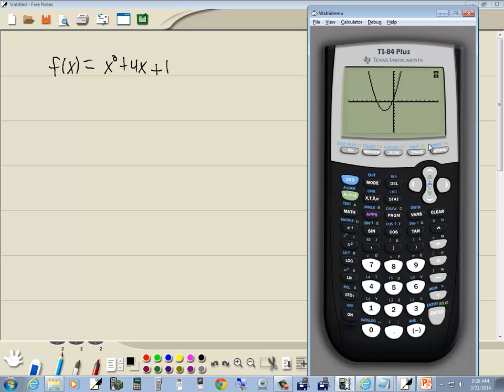Well, if I do second trace, you have to know what you're looking for before you come here. We're going to choose the minimum, the third one. If it was a maximum, we'd choose the fourth one. So I'm going to do 3.